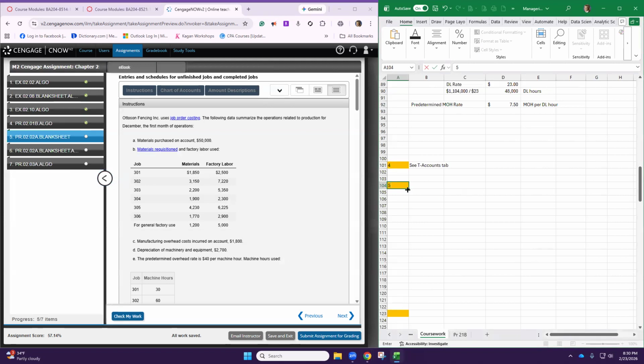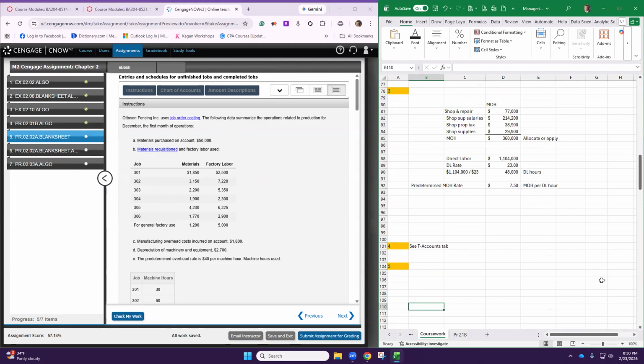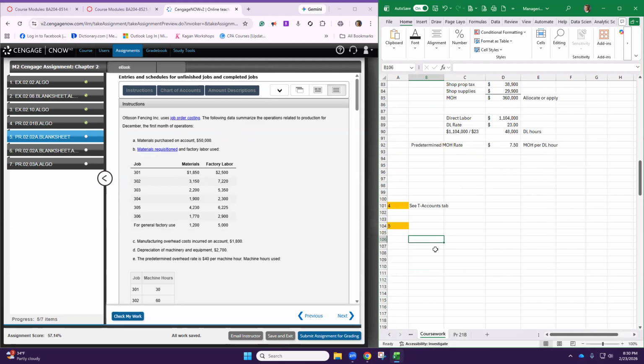So let's go ahead, and this is going to be number 5. So we'll just put our jobs. Okay, so let's, and then we're going to need T accounts. Okay, so I'm going to go ahead and, okay, so here is jobs. Okay, and then 301, 302, 303, 304. And then, okay, so this is the materials.